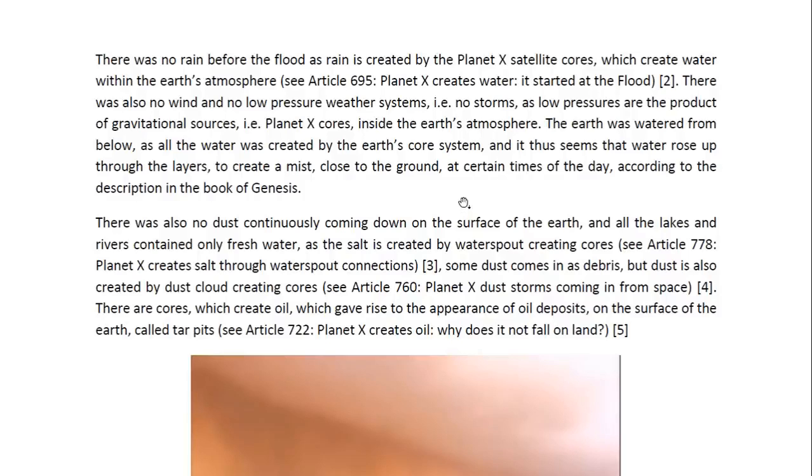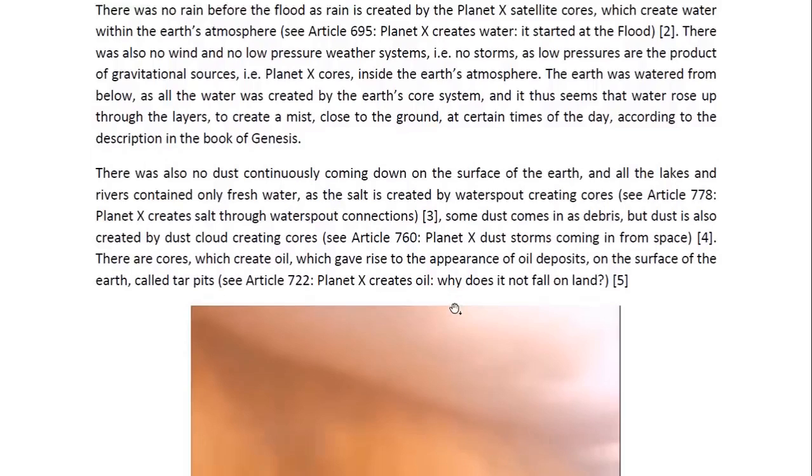There was no wind and no low-pressure weather systems. In other words, no storms, as low pressures are the product of gravitational sources. In other words, Planet X cores inside the Earth's atmosphere. The Earth was watered from below, as all the water was created by the Earth's core system before the flood, and it thus seems that water rose up through the layers to create a mist close to the ground at certain times of the day, according to the description in the book of Genesis.